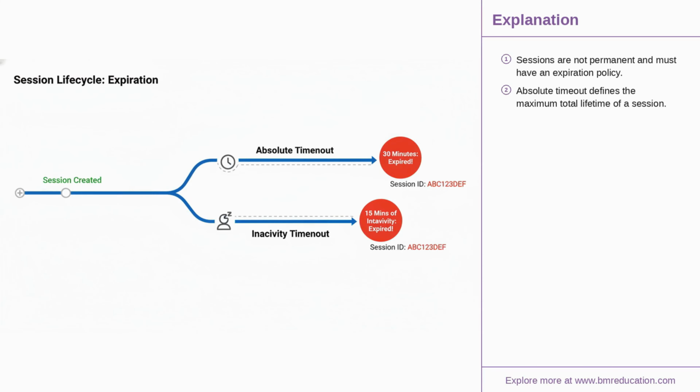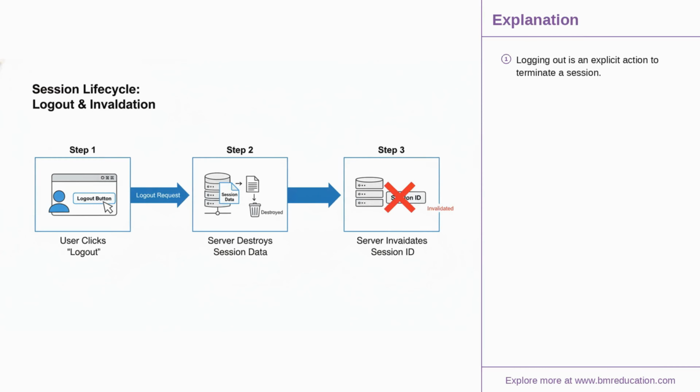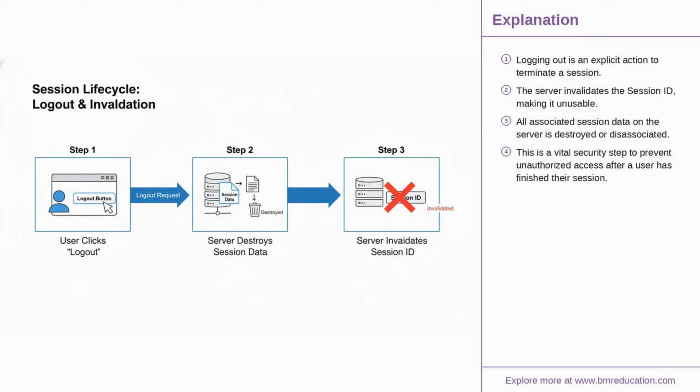But sessions don't last forever. For security and resource management, they must end. This is handled by session expiration. Typically, a session can expire in two ways: through an absolute timeout, where it expires after a fixed duration like 30 minutes, or through an inactivity timeout, where it expires if you haven't made any requests for a certain period. Once expired, the session ID becomes invalid. In addition to automatic expiration, you can actively end your session by logging out.